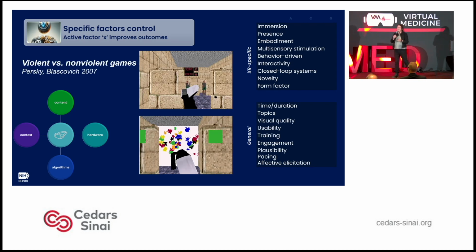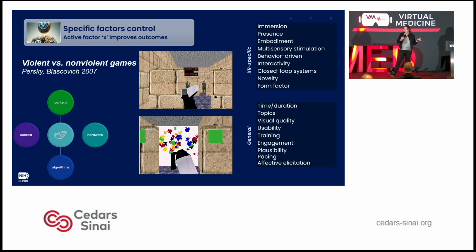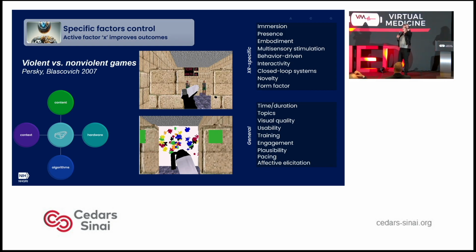Another study we did, I want to show you that it doesn't have to be just the headset, right? To look at one of these factors, another one was to compare violent and non-violent games. So here we designed a non-violent game to go along with this violent game, doing the same thing. We're pressing a trigger, we're shooting a gun, but here we're displaying it as spray paint. So we're making an artistic creation across the room, doing the exact same activities, and looking at outcomes compared between the two. So this is another example of a specific factors control.